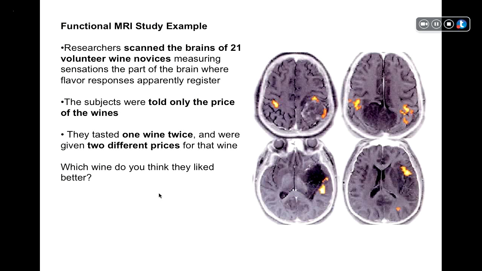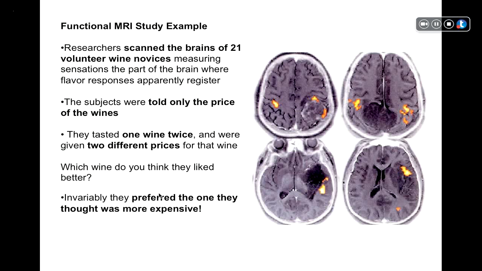The one that's probably most widely used these days is the fMRI, the functional MRI, and this is an example of an actual study that was done. The researchers scanned the brains of 21 volunteer wine novices, measuring sensations in the part of the brain where flavor responses apparently register. The subjects were told only the price of the wines. So the subjects tasted one wine twice. The manipulation was that they were given two different prices for that same wine. So which wine do you think they reported that they liked better?